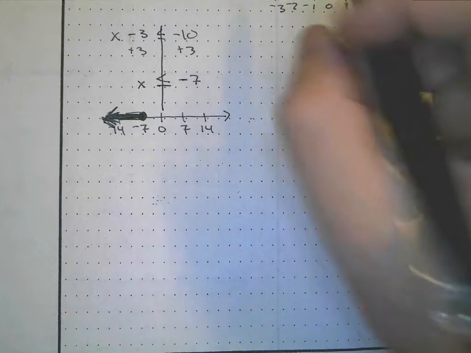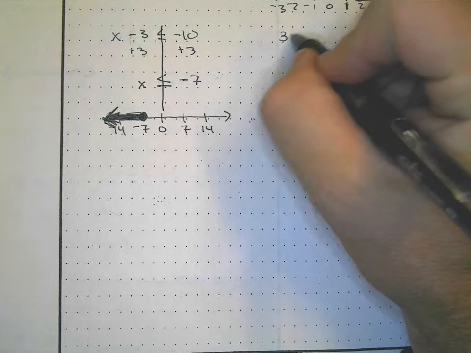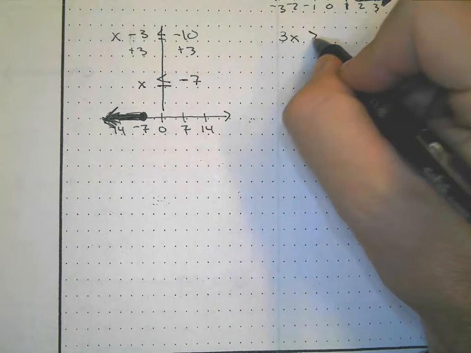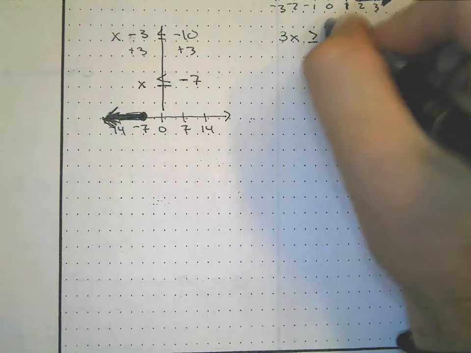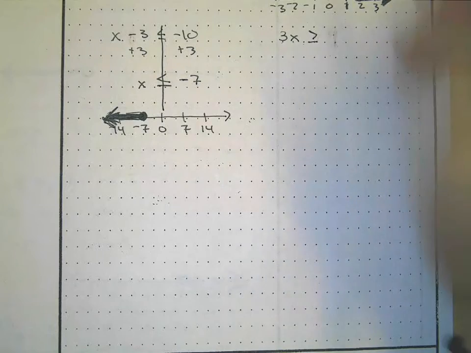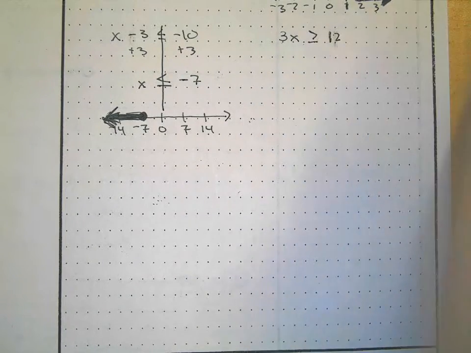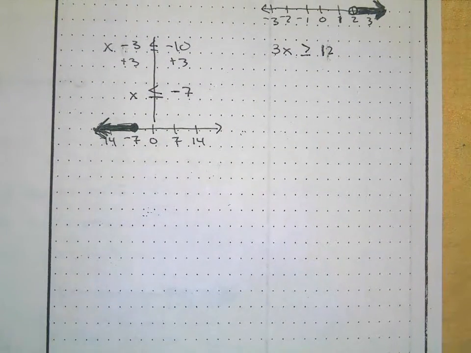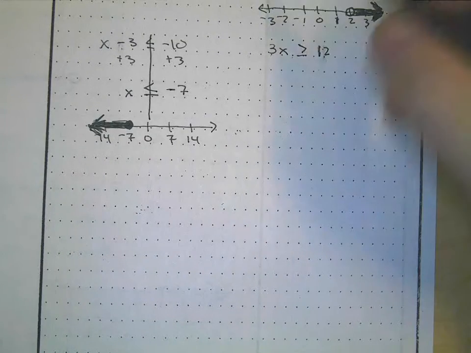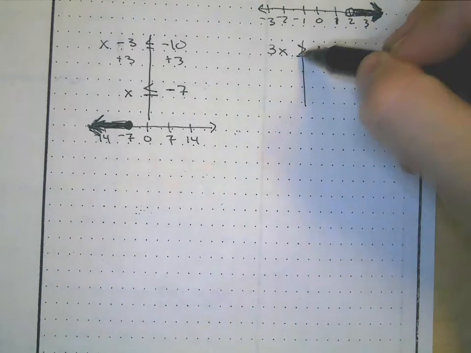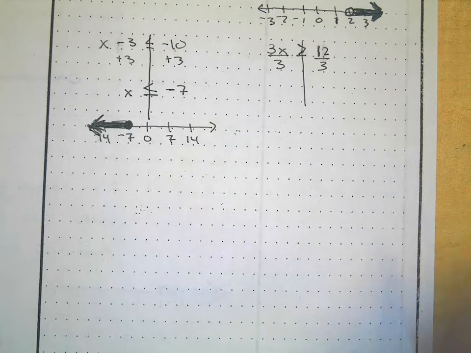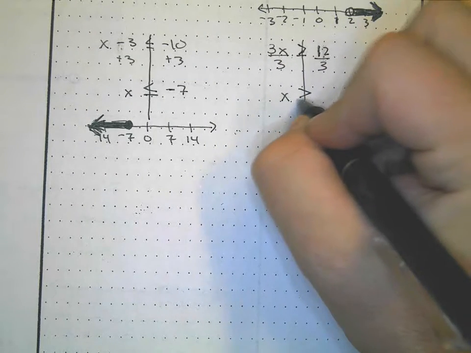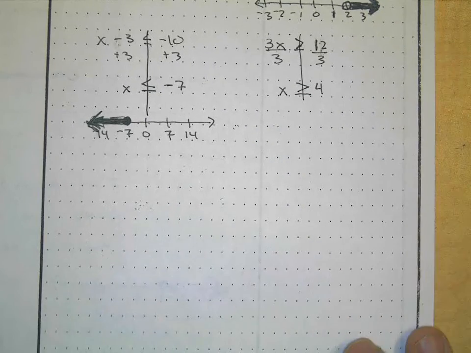Now let's say I have 3x is greater than or equal to 12. Process is similar to if it was an equal sign. Draw my line down the middle. I see multiplication, so I know to use division, so I'll divide both sides by 3. And we'll have x is greater than or equal to 4.